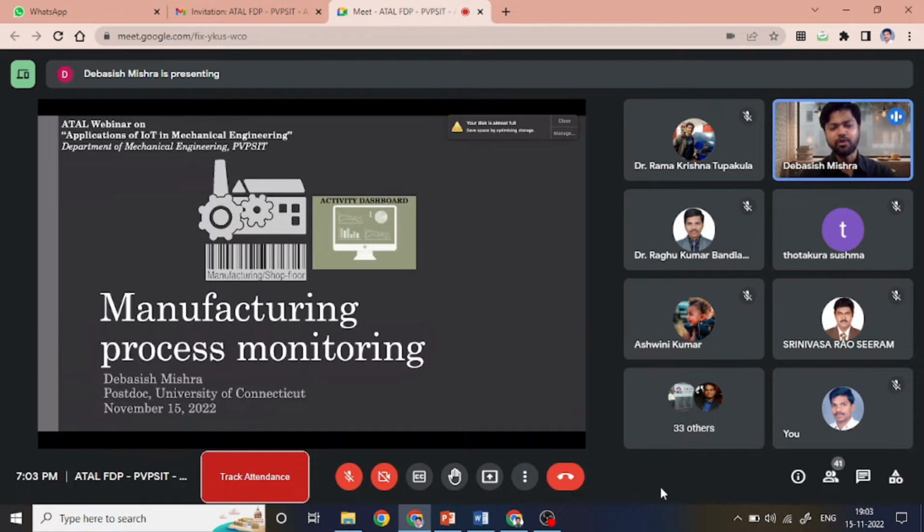So in this 40 to 45 minute presentation, my objective would be to showcase the devices, how they are connected, how the data is being collected and processed, and finally how we get the real-time inferencing on the activity dashboard, which altogether gives us a good idea of the application of IoT in manufacturing.